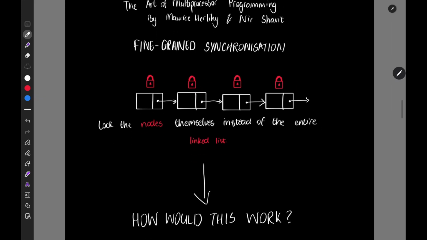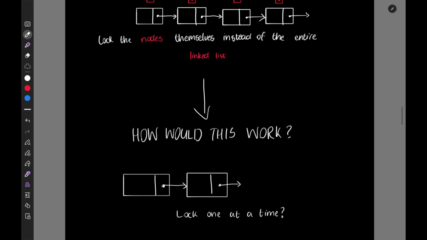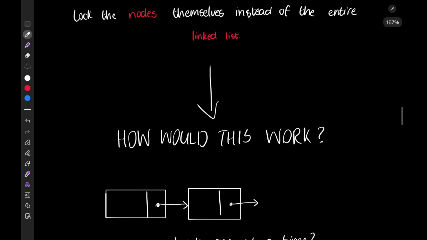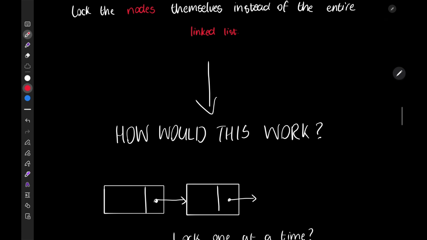So how exactly would this work? The way you would go about it is a given thread, let's say thread A, would go through the entire linked list, locking nodes as it goes. So let's just say we have this linked list. It would lock this one, then it would lock this one, let go here, lock this one, then let go there. That's basically how it's going to look.